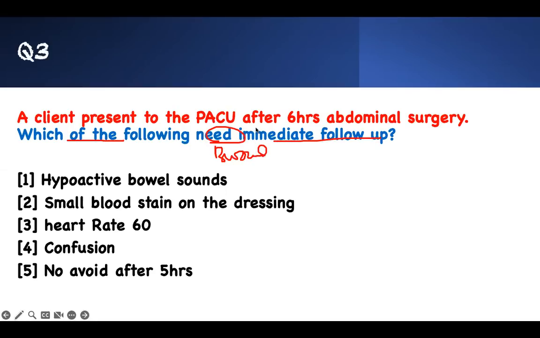A client presented to the PACU after 6 hours of abdominal surgery. He just had surgery. He came to the PACU. What do you expect? 6 hours of abdominal surgery. There should be no bowel sound, hypoactive bowel sound. Does not need a follow-up. Small blood stain on the dressing. If this is the incision, you have a small blood stain here. Does not need a follow-up.